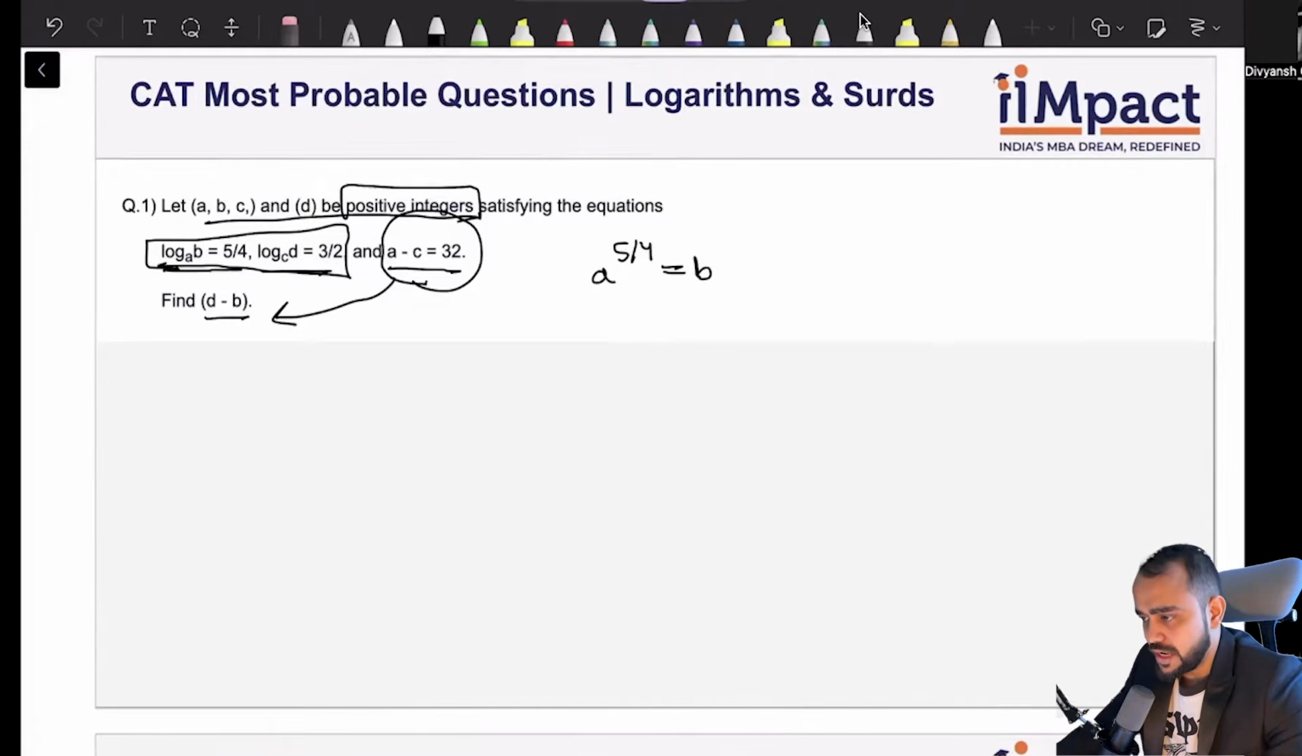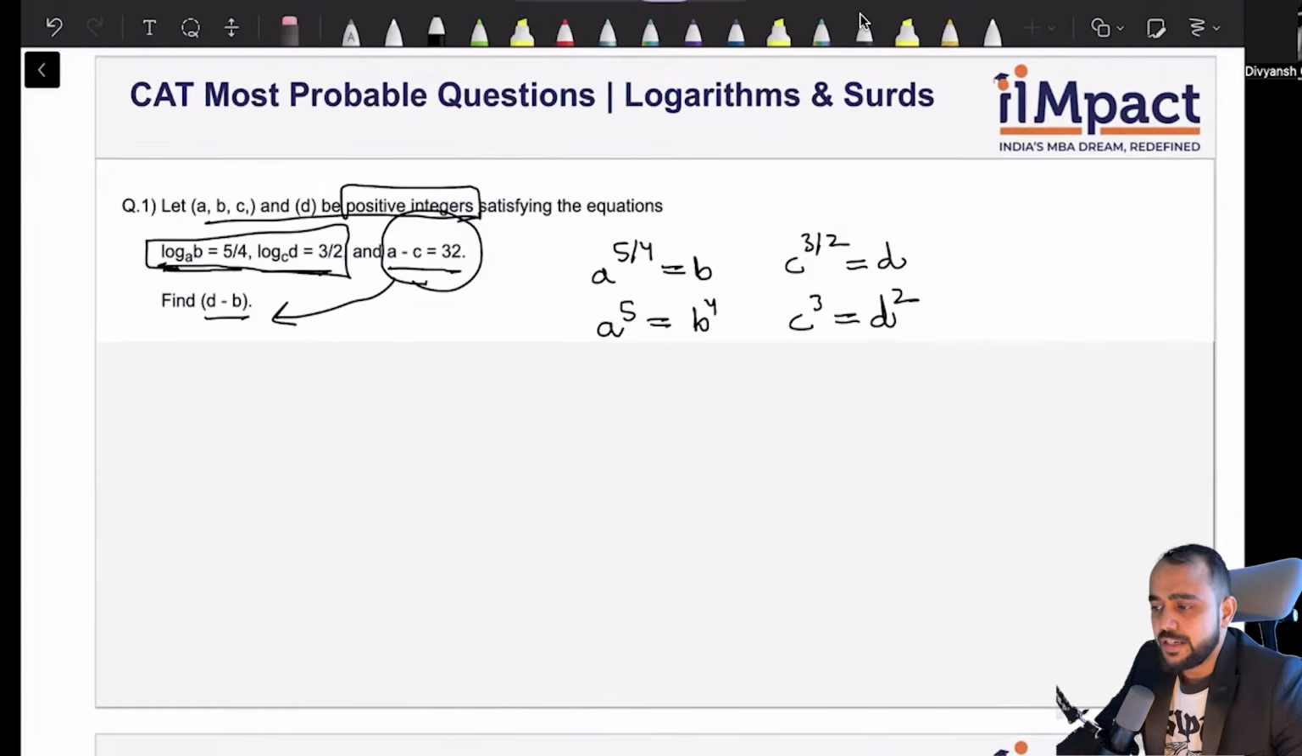And if I raise both sides to the power 4, I'll get A to the power 5 is equal to B to the power 4. Same thing I can do for C and D. C to the power 3 by 2 is equal to D, which means if I square both sides, then C cube is equal to D square. Now to the tricky part.